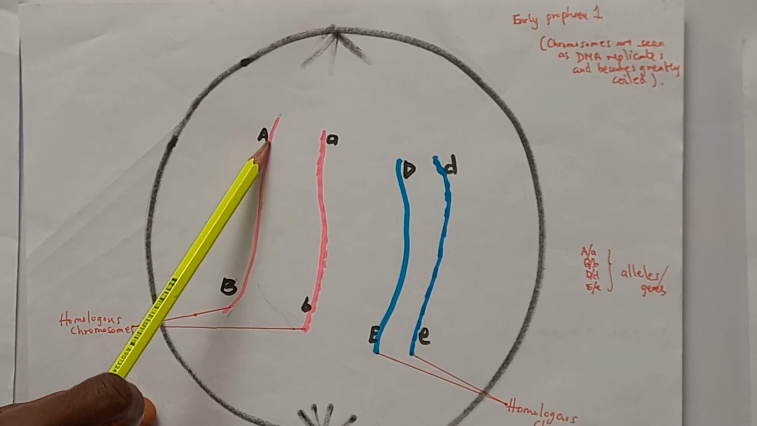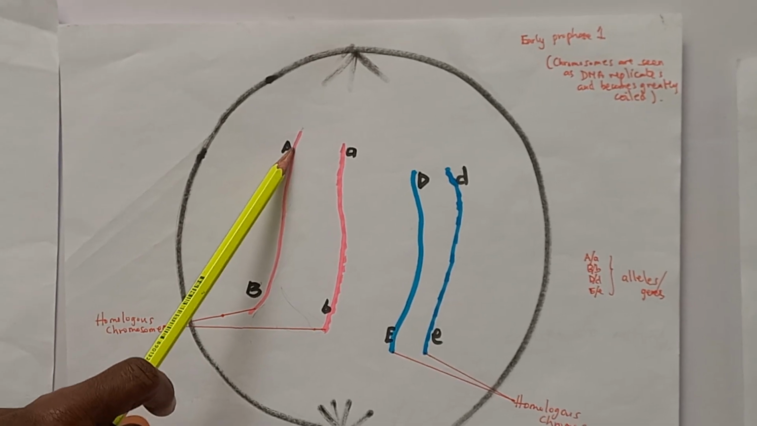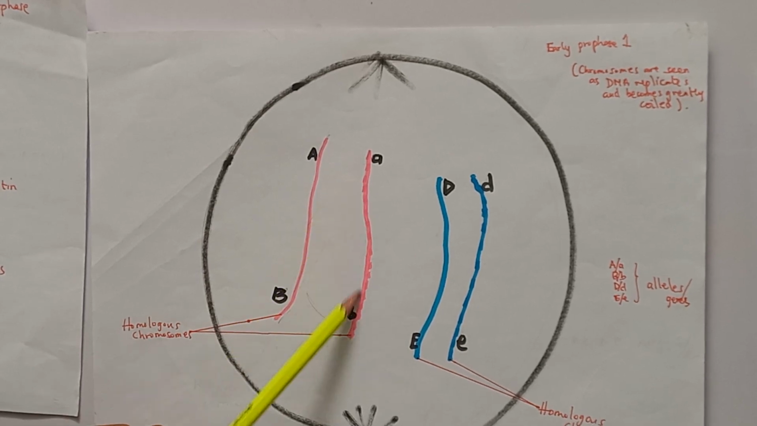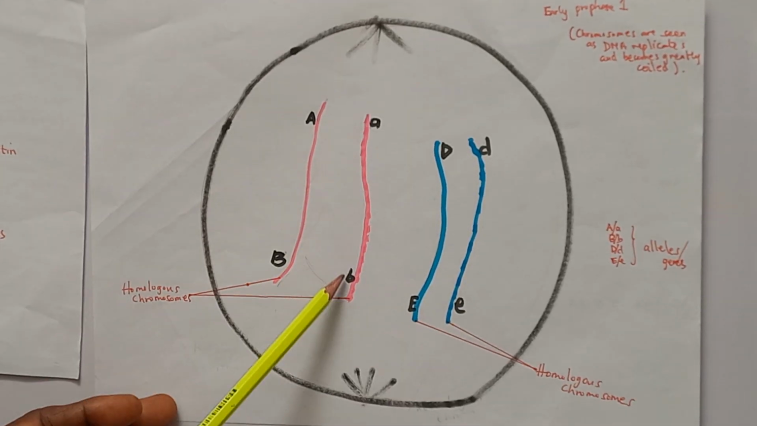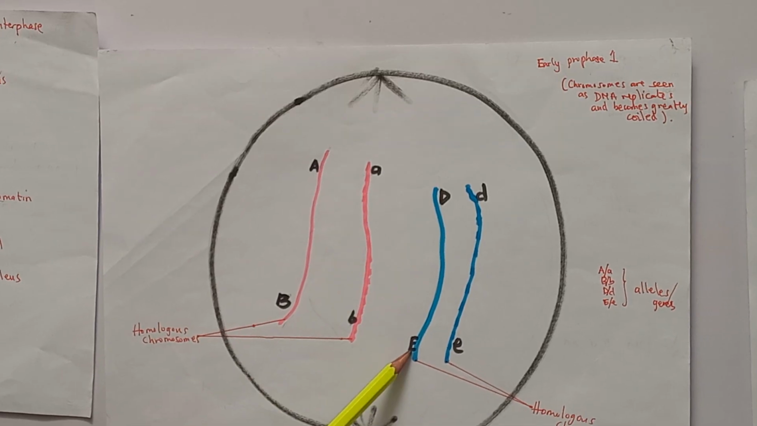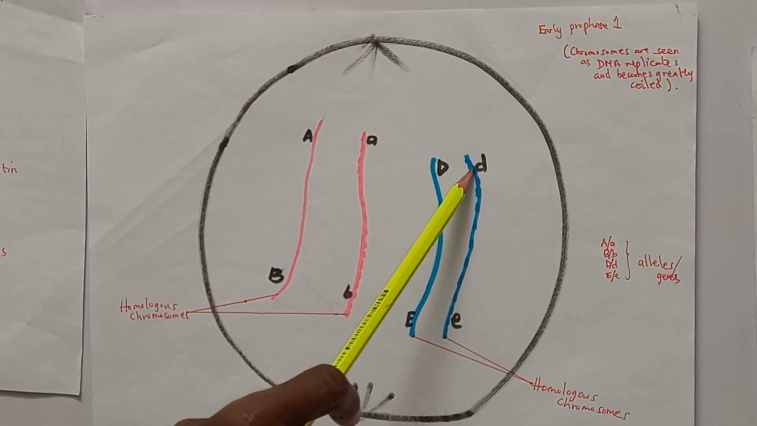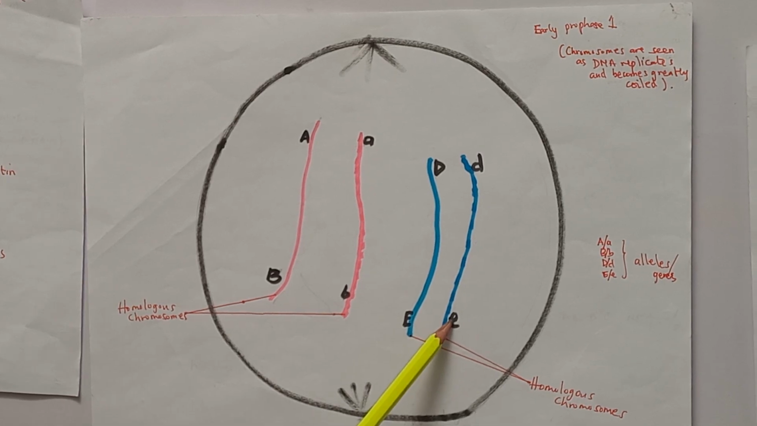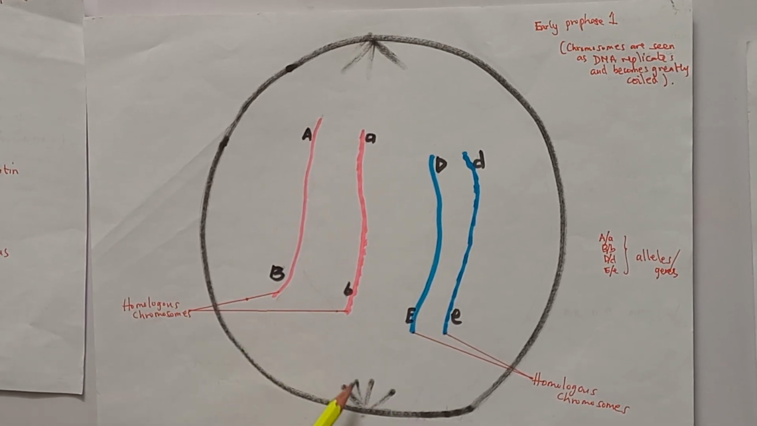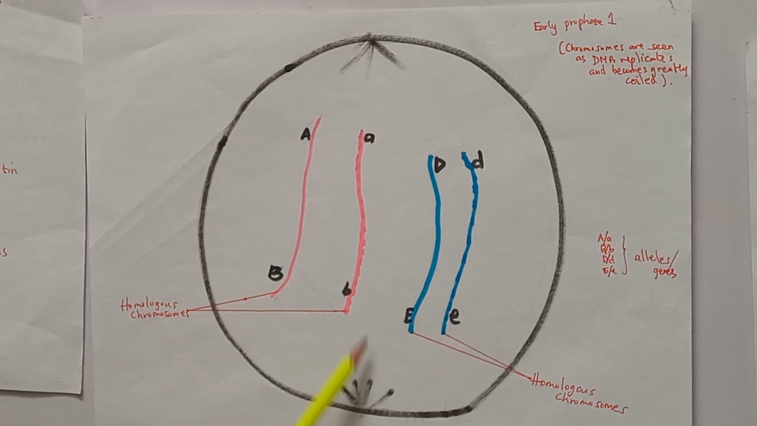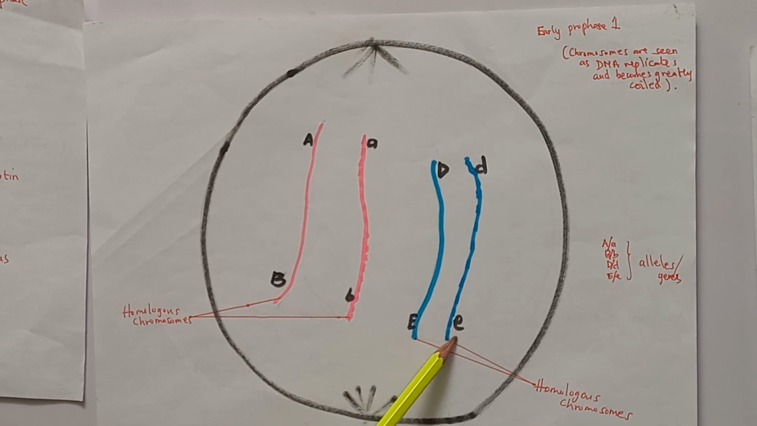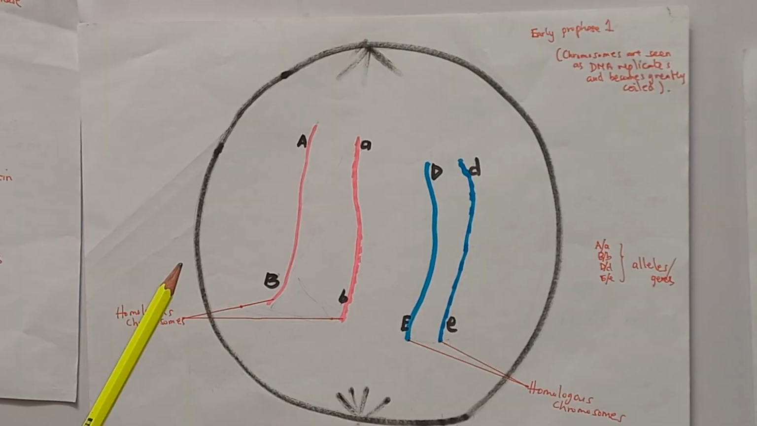We have this chromosome. I have labeled some genes on it. Gene big A, big B. The other homologous chromosome has gene small a, small b. Then I have this chromosome, gene big D, big E. And then this has genes small d, small e. As the cell begins division, spindle fibers are formed. So these two are homologous chromosomes. These two are also homologous chromosomes with their genes.